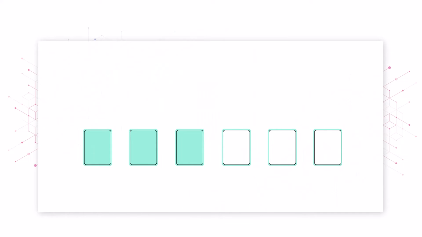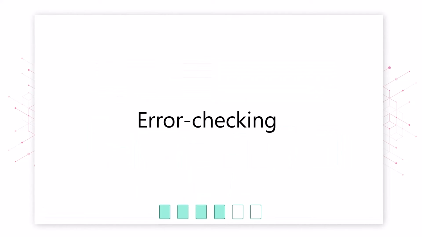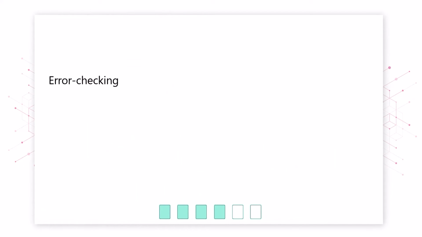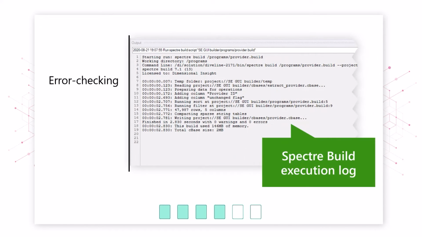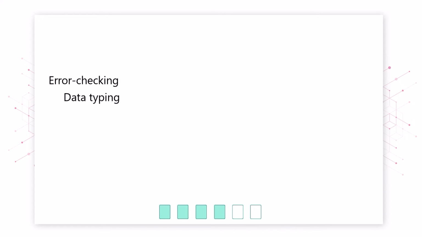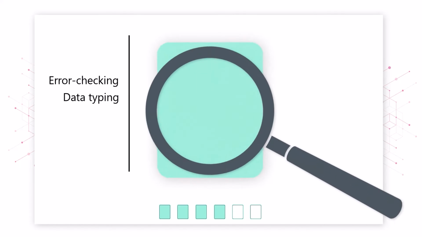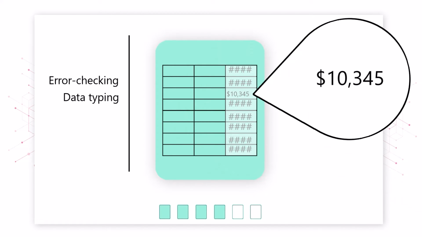Now that we've built our CBase, we can check the data in it to verify that we're getting the results we expected. This data check includes 3 different types of actions. Basic error checking. For example, making sure that Spectre Build ran without errors, which you can do by checking the Spectre execution log. Data typing. That is, reviewing the data formatting decisions Spectre Build makes for you automatically and making any changes you'd like to make. For example, you might want to specify 2 decimal places for a column of numbers.